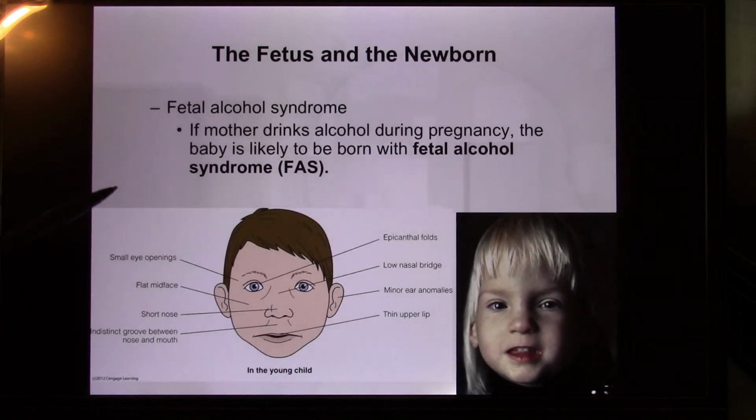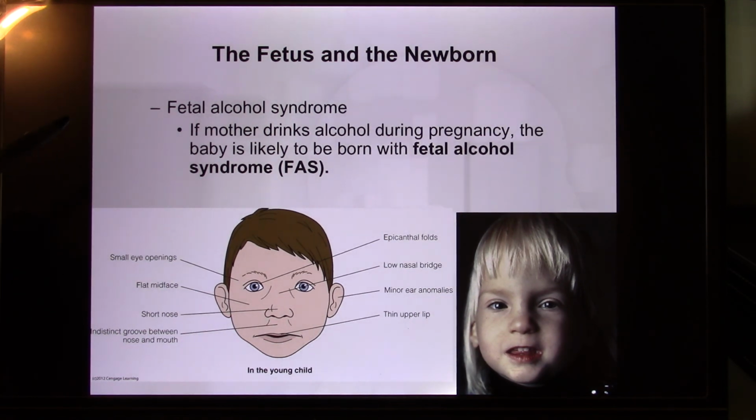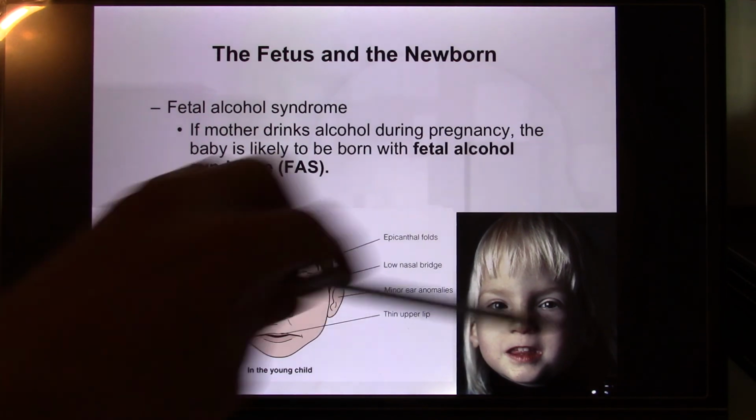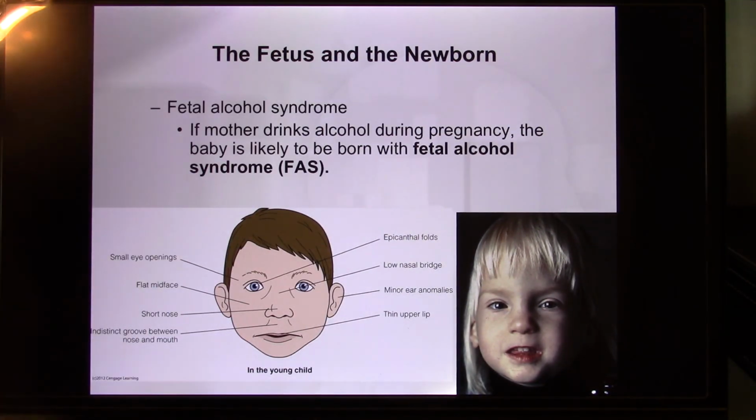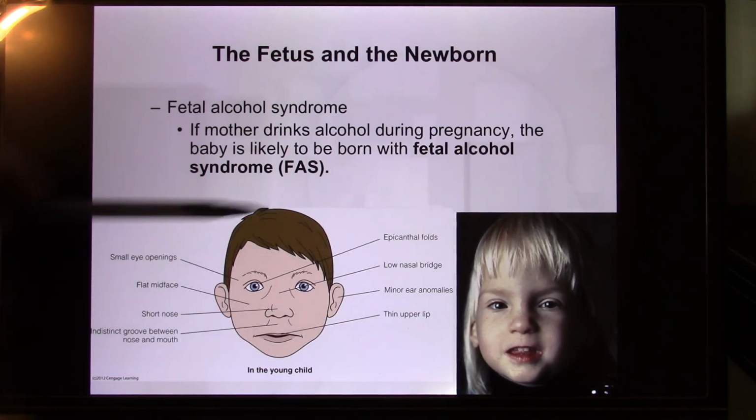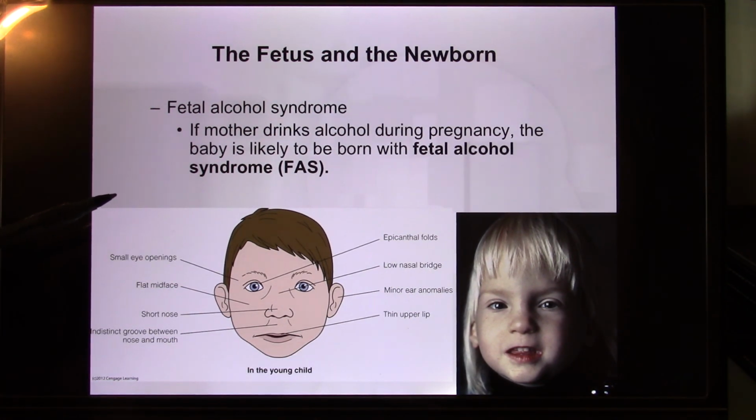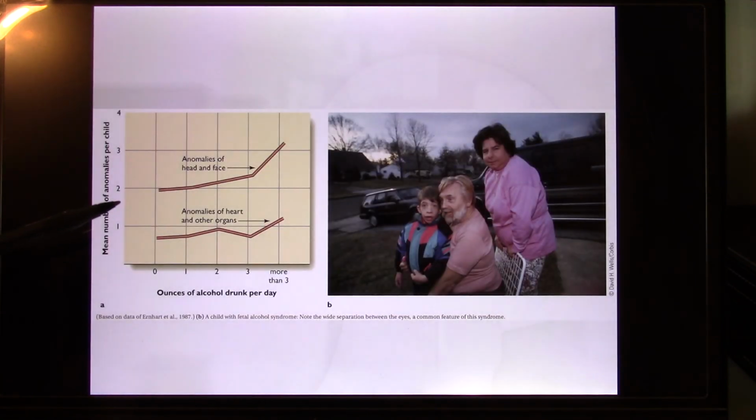And the notorious one is fetal alcohol syndrome. When the pregnant woman drinks, the alcohol freely passes through the placenta, so it can affect the baby. We talked about this in a previous chapter. It can cause facial characteristics, and the serious part is it can damage the nervous system.